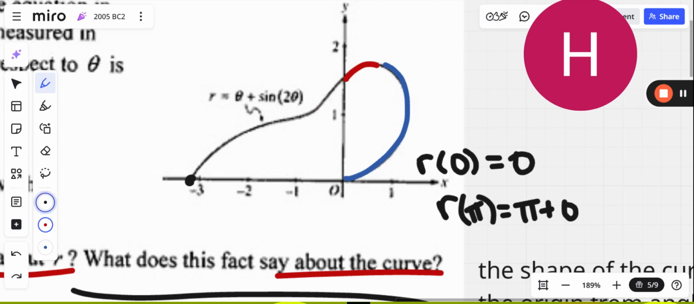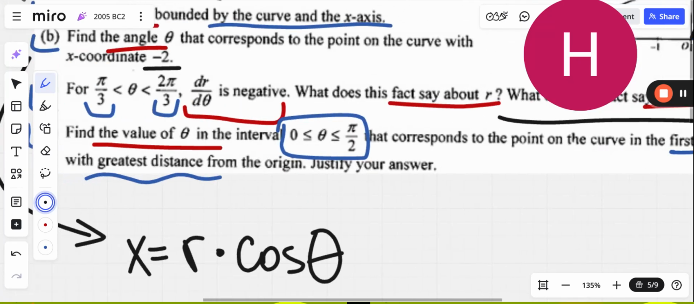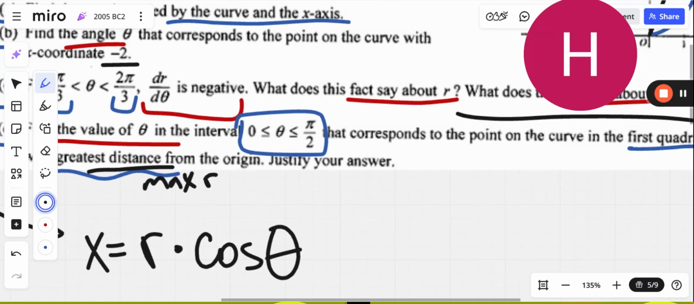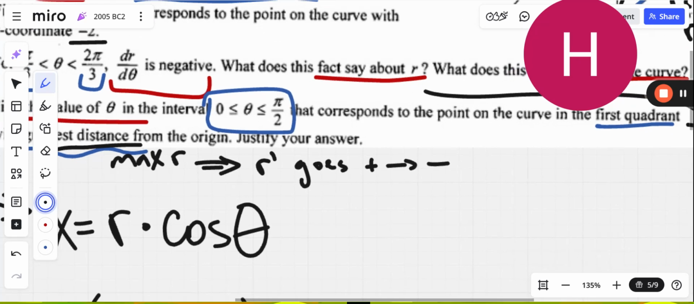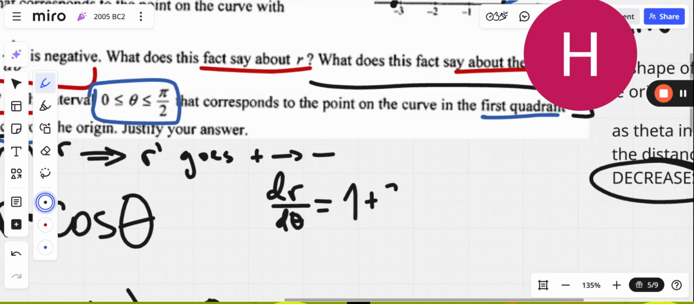So it's going to be somewhere around here, which again I'm predicting is pi over 3. I haven't really plugged it in to see, but I imagine that's the maximum. How do we check this for sure? Well, maximums, greatest distance, in other words maximum r, happen when r prime goes from positive to negative. So let's look at dr d theta and see when that goes from positive to negative. dr d theta is 1 plus 2 cosine of 2 theta.